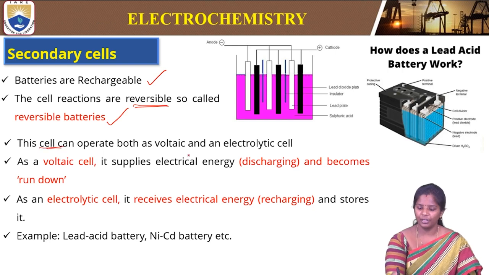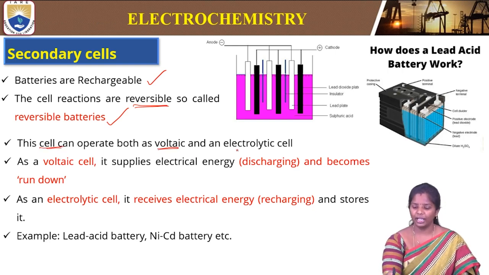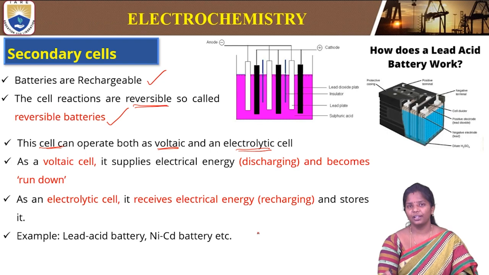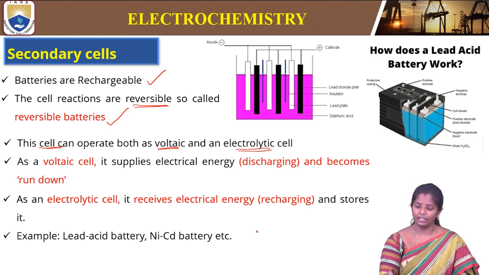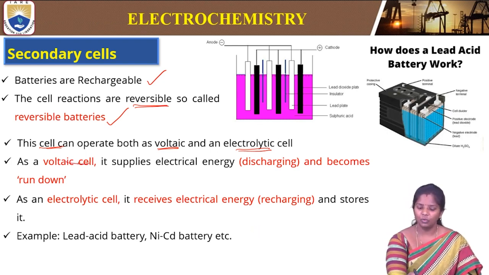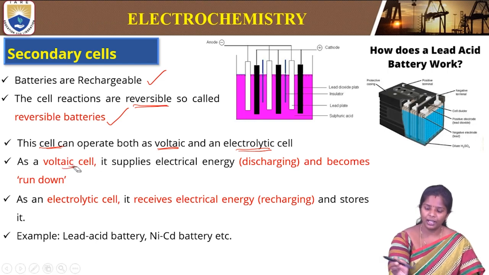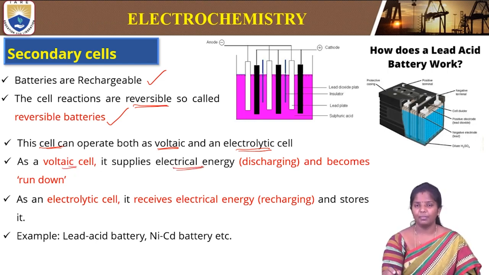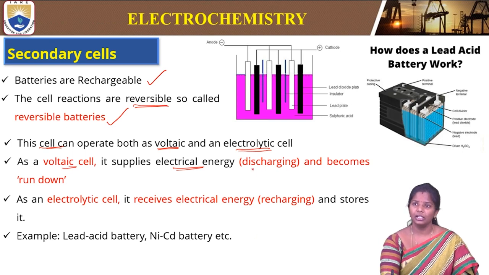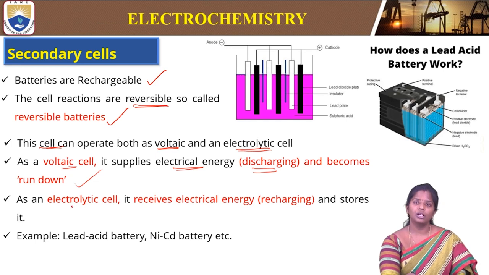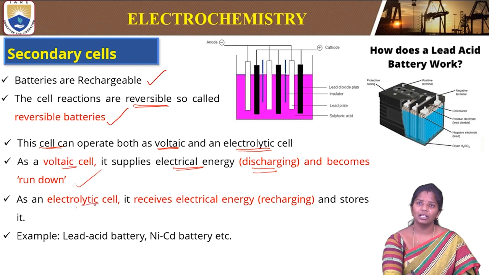And this cell can operate as both a voltaic and electrolytic cell. As we have already seen what a voltaic and electrolytic cell is, as a voltaic cell, it supplies electrical energy during discharge, and becomes run down. As long as we use it, the energy will be drained off, and this is called rundown. And as an electrolytic cell, it receives electrical energy during the charging process and stores it in the battery.